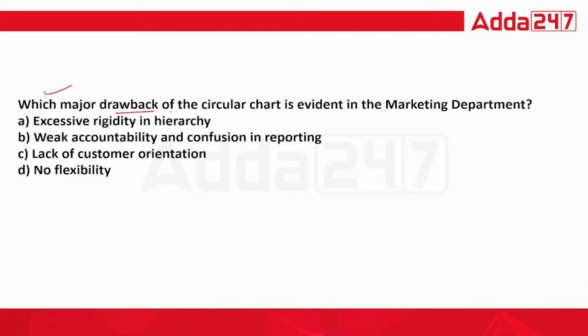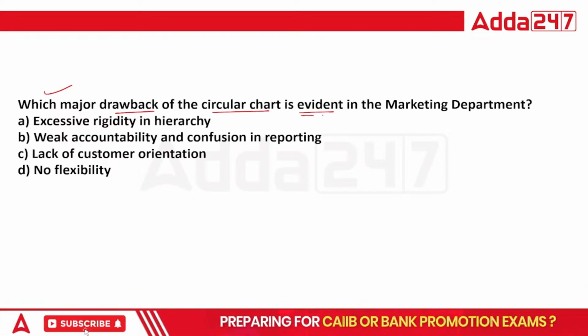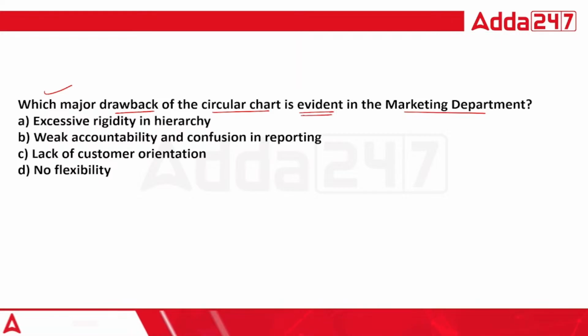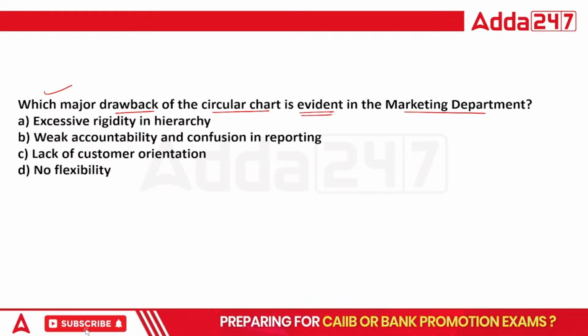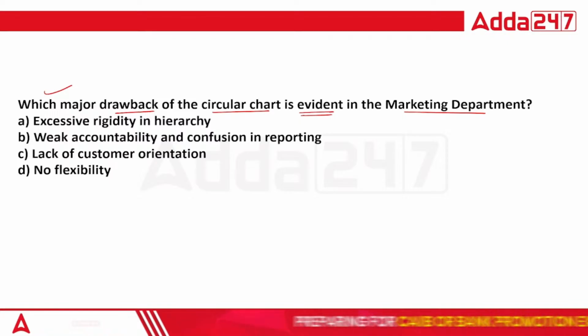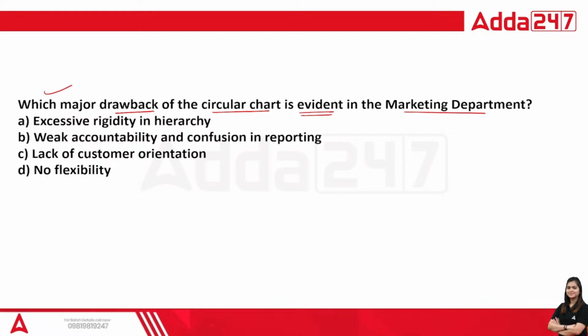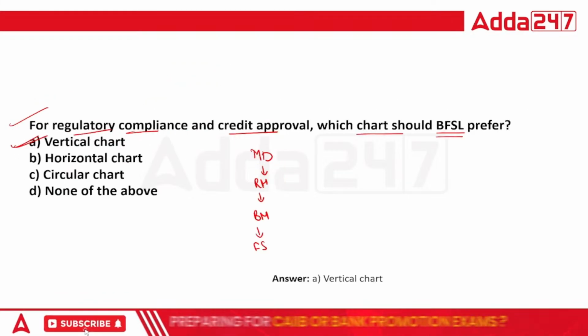Which major drawback of the circular chart is evident in the marketing department? Option A, excessive rigidity in hierarchy. B, weak accountability and confusion in reporting. C, lack of customer orientation. D, no flexibility. So they are talking about what drawback they have identified in their circular chart in the marketing department.